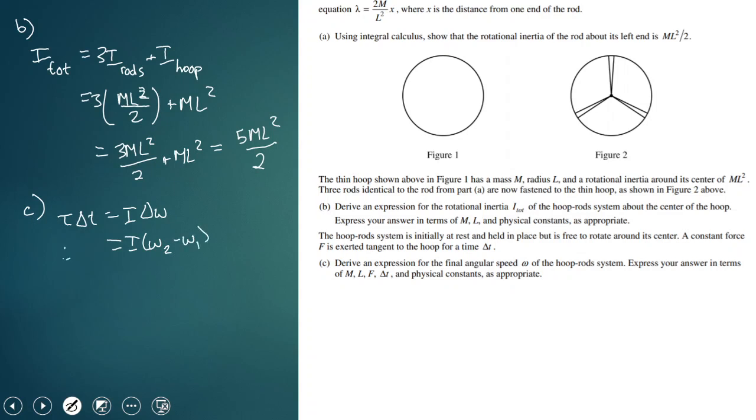And so what exactly is our tau? Well, our tau is just F R. So it's just F R, and then we have delta t. That looks like an E. It's supposed to be an F, so I'll fix that.